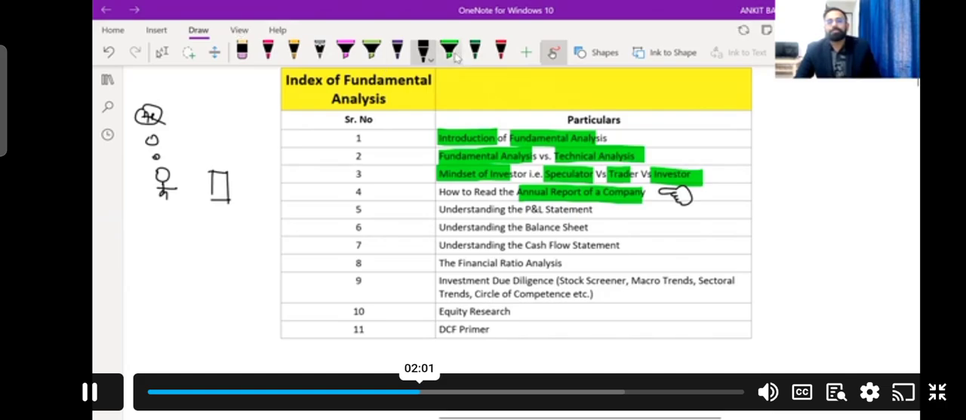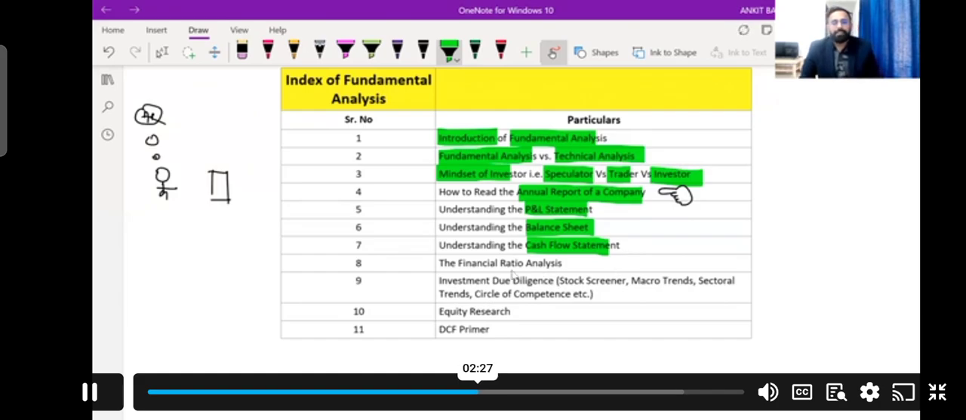After that, we will be discussing the profit and loss statement, the balance sheet, and the cash flow statement, and how you will analyze the profit and loss account, balance sheet, or cash flow statement of any company in detail. We will also cover how a company actually prepares its financial statements and what they include in notes to accounts. All these things we will be covering in this lecture.